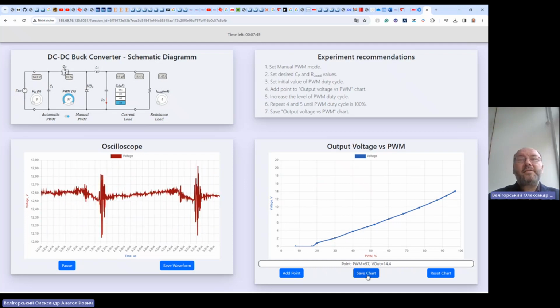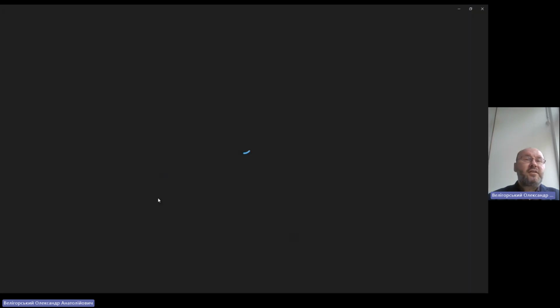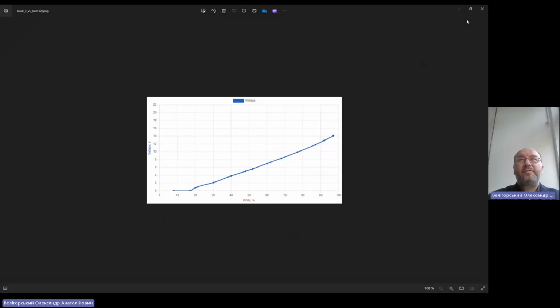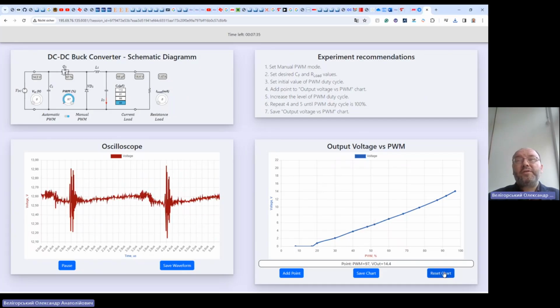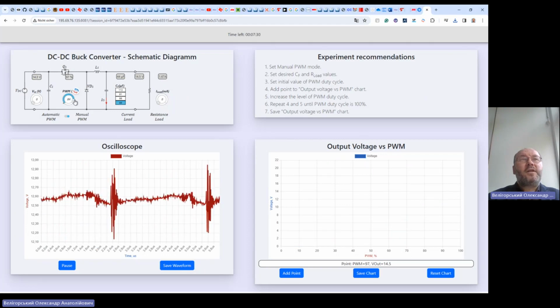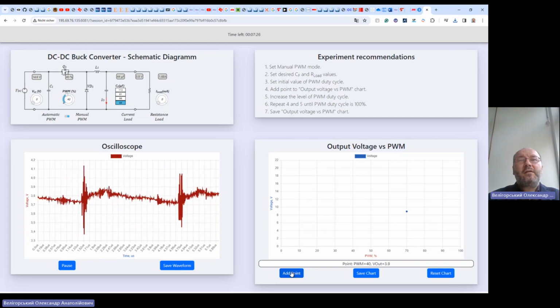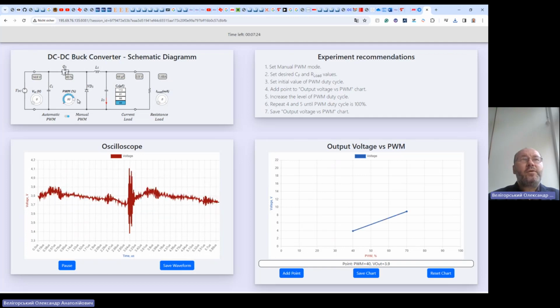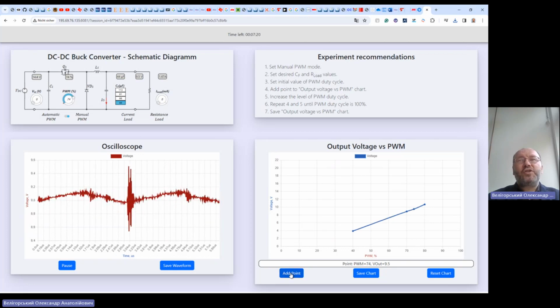Also, student can save chart and see this chart and investigate all this operation further when he is not using the experiment. Also, user can reset chart and start, for example, from start to investigate for another points, and also he can add additional points, and all these points will be added to the chart.